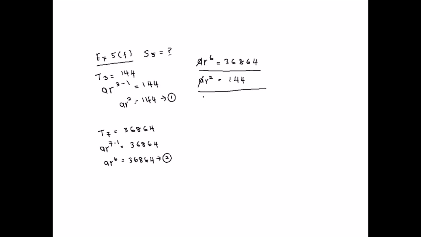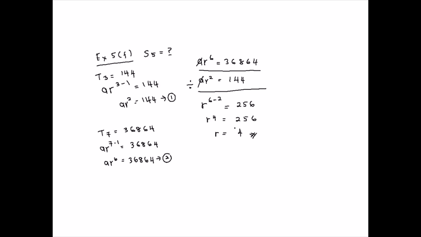So R, I use elimination. Okay, divide. R power 6 divided by R power 2. So 6 minus 2. And then 36864 divided by 144. We get 256. R power 4 equal to 256. So R power 4, move 4 to the other side, it will become 4th root. Okay, punca kuasa 4, 256. We get R equal 4.